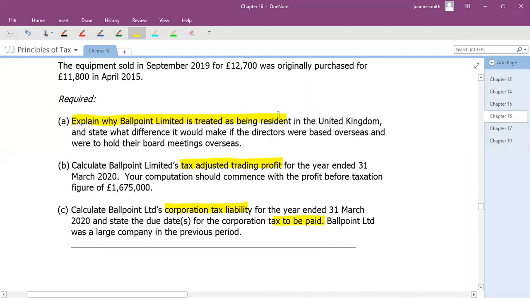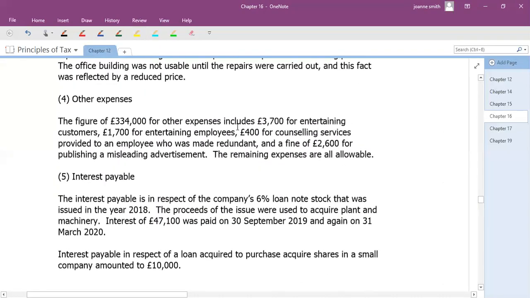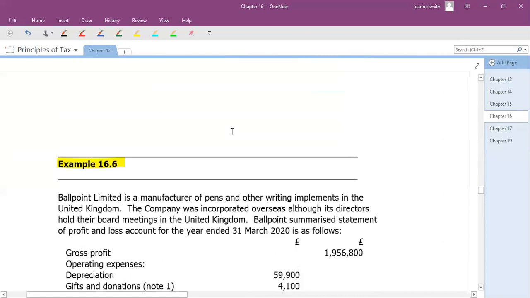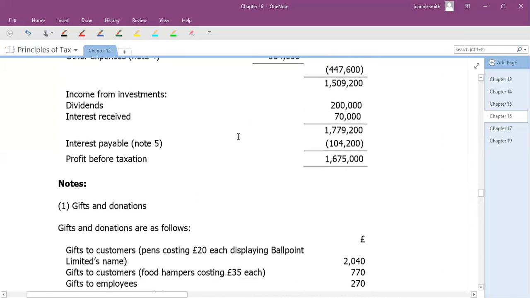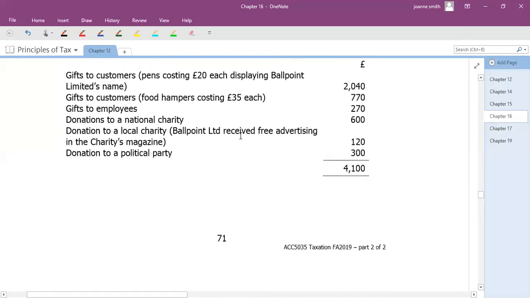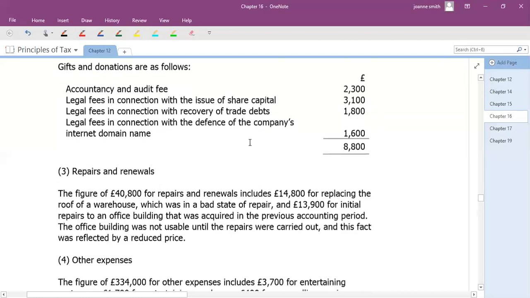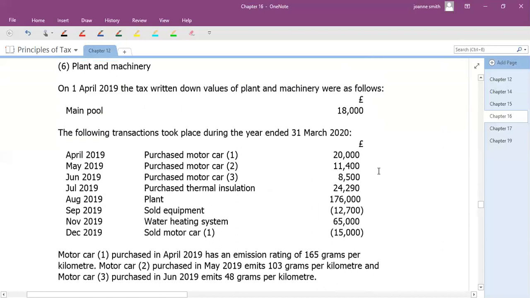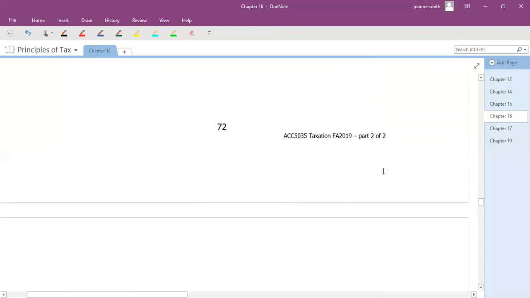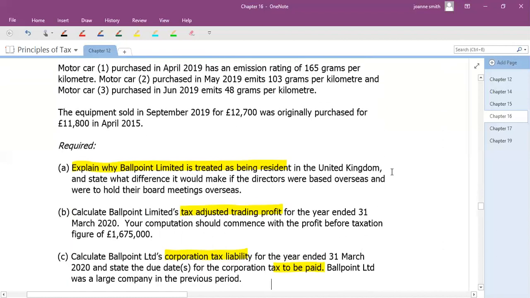I suppose what's different is this part A, where we're being asked a little bit of theory about residency. The layout of the question looks very similar to the one before. So for this business, we've got a profit and loss statement. We've got various notes telling us how the expenses are made up. The notes are probably a little bit more detailed than the last one. And I suppose the biggest difference on this one is note 6. So there's a lot more to do on the capital allowances here than we had on that previous question. So that's going to be more involved. So let's have a look at the question then.